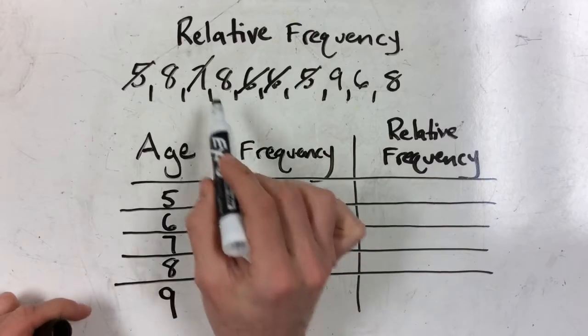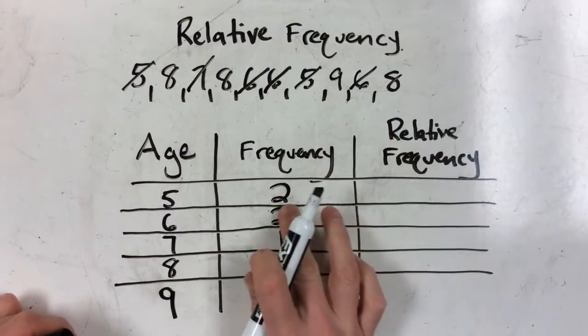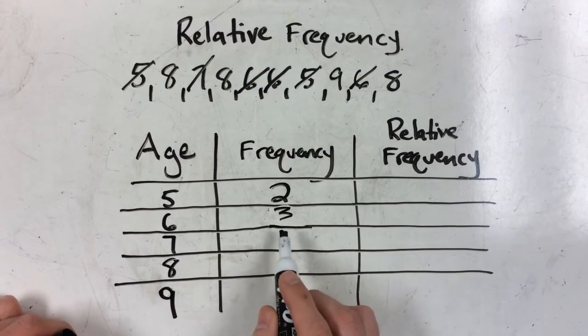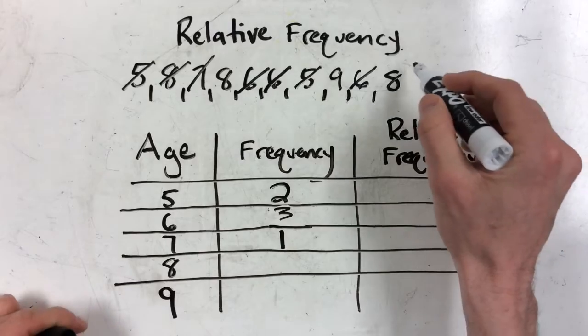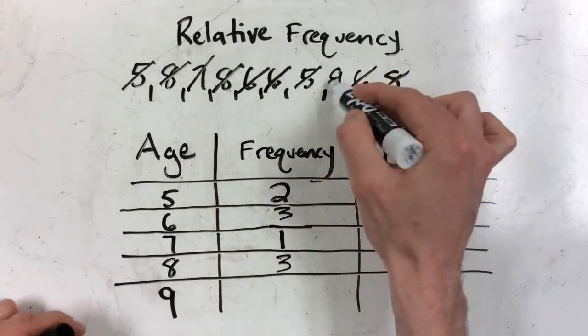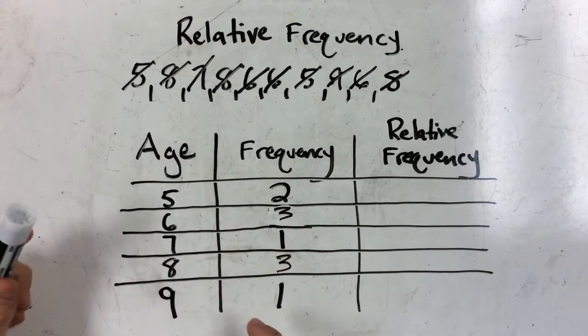How many 8-year-olds? Oops, there was actually 1 more 6-year-old that I missed. We got to change this to a 3. 1 7-year-old. 8-year-olds, there are 1, 2, 3. And 9-year-olds, there are 1. So, here are the frequencies.